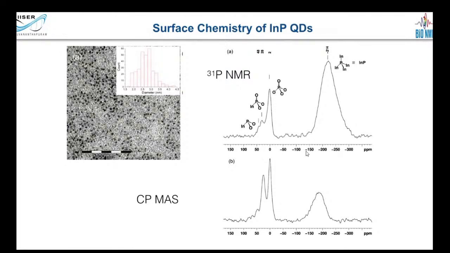So this is for the surface chemistry of indium phosphide quantum dots, and you see that there are two types of signal for phosphorus, in solid state 31P NMR. You see that this phosphorus is attached to four indium. Now, where do you think this comes from? This is coming from the inside. A quantum dot would be like this.